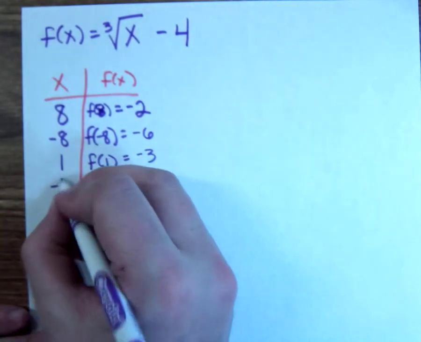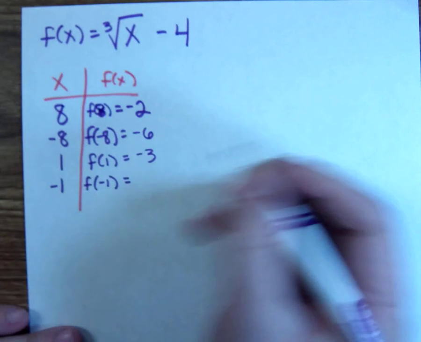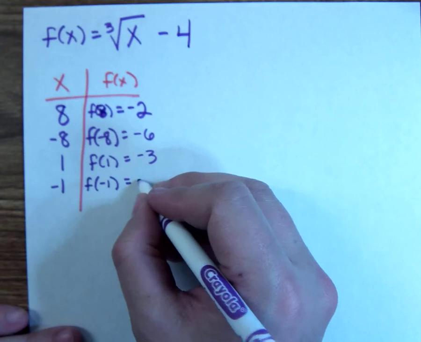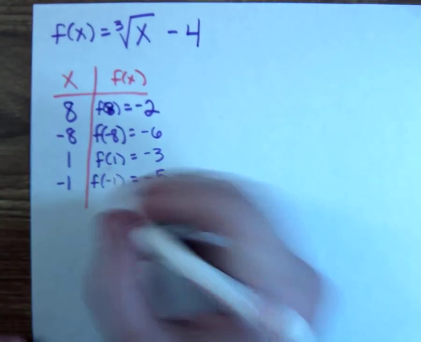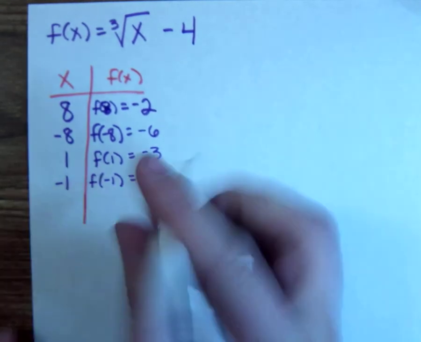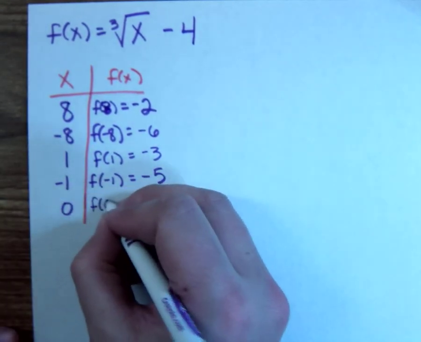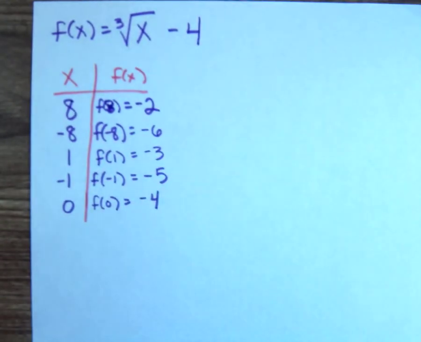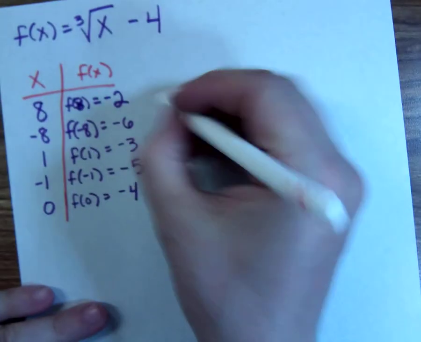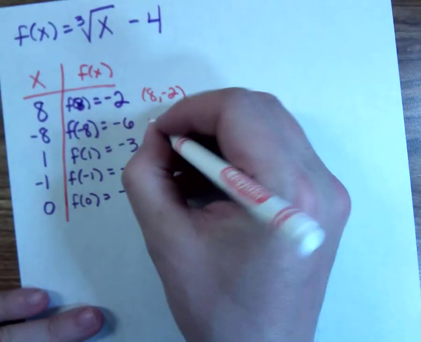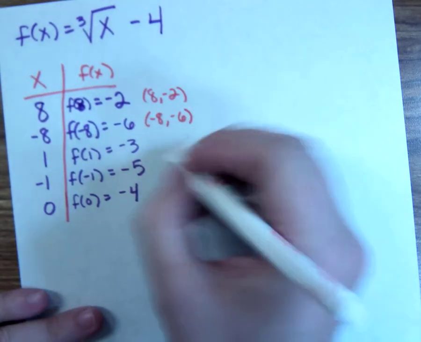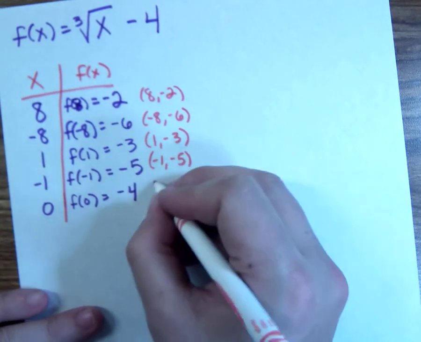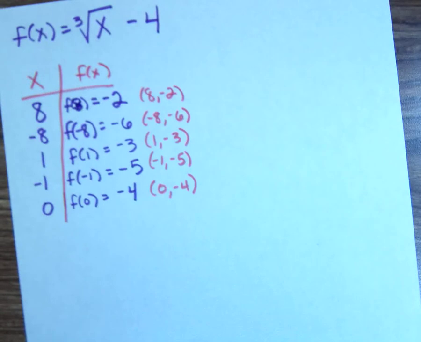And I bet I could do -1. What's f of -1? -1 minus 4? -5. There we go. You're missing one really obvious one, the easiest one of them all. How about 0? What's f of 0? 0. Yeah, cube root of 0 is 0. Minus 4? -4. Cool. So that seems like it's going to give me enough points to graph. My points would be 8, -2, -8, -6, 1, -3, -1, -5, and 0, -4. That seems pretty good.